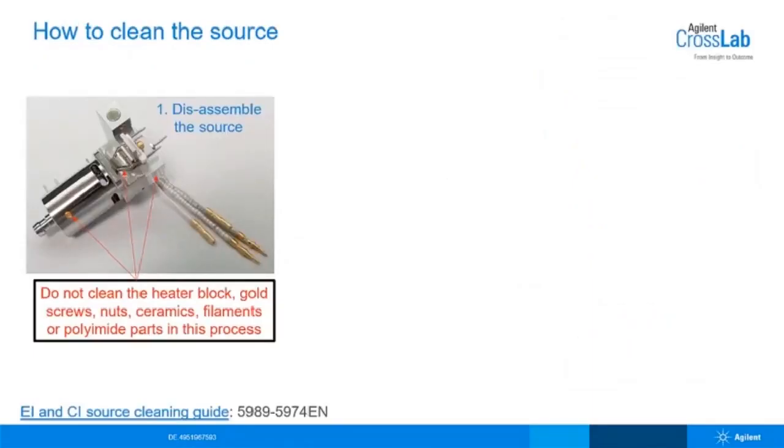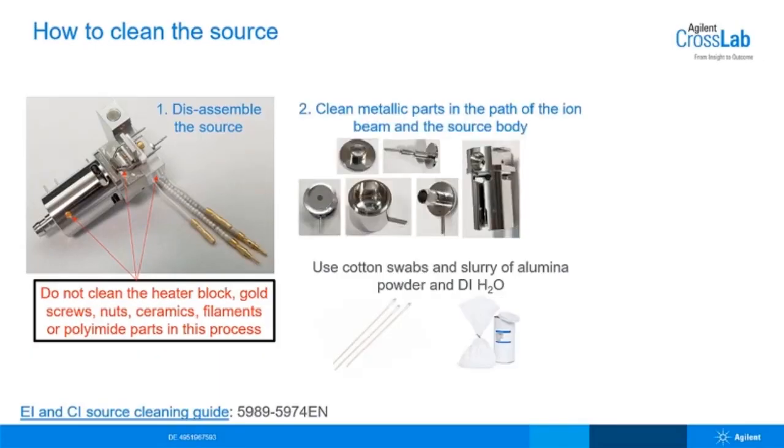First, disassemble the source completely and separate the parts to be cleaned. The filaments, nuts, gold screws, ceramics, and polyimide, those brown parts, are not to be cleaned in this process. We will only be cleaning the metallic parts of the source, including the extraction lens or draw-out plate if you have a stainless steel or inert source, the repeller, ion focusing lens, entrance lens, and the source body.